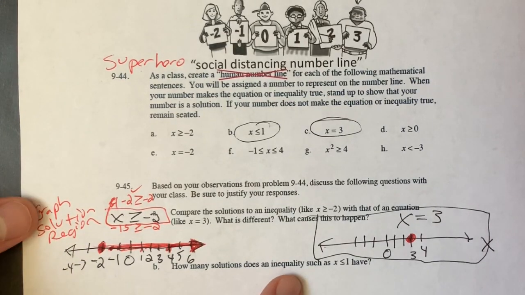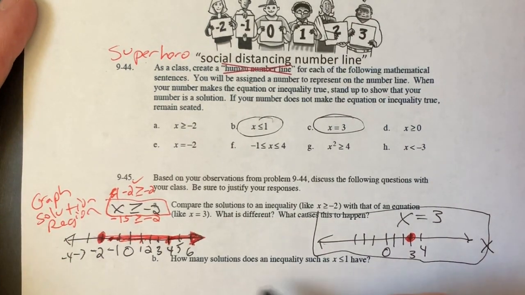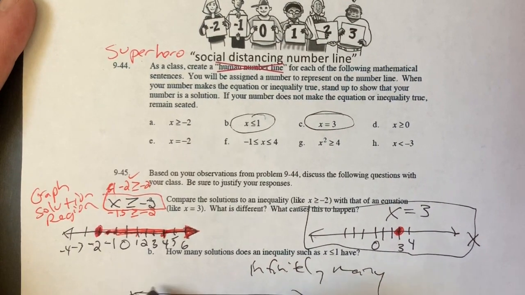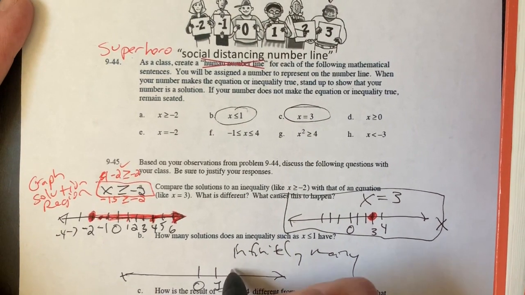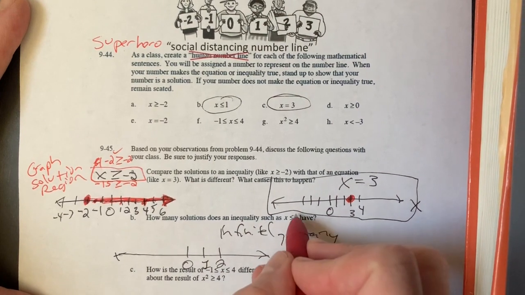Okay, so then the next question is, how many solutions does an inequality such as x is less than or equal to negative 1 have? Infinitely many. And I can draw that out and show my solution region by doing this. I got my 0 here. I want to go to 1. I'm going to show the 2, but I don't really need to write in the rest of the numbers.